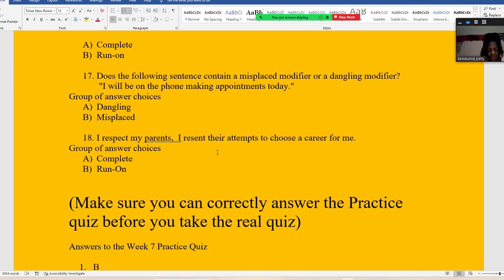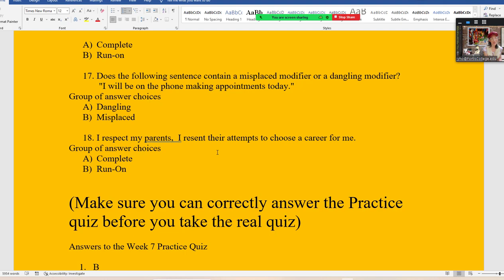Does the following sentence contain a misplaced modifier or a dangling modifier? I will be on the phone making appointments today. Is it misplaced? Yes, misplaced is when you've got to move the words around to make it make sense. So that's misplaced, correct.